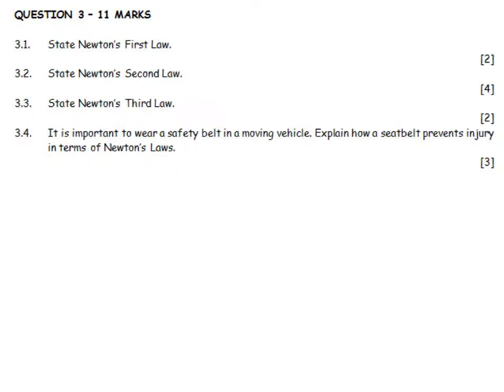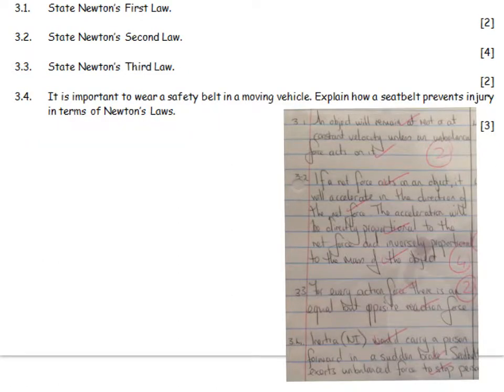State Newton's first law, state Newton's second law, and state Newton's third law are pure bookwork. So I'm simply going to give them. Newton's first law: an object will remain at rest or at a constant velocity unless an unbalanced force acts on it. Newton's second law: if a net force acts on an object, it will accelerate, a lot of you left out this bit, in the direction of the net force. The acceleration will be directly proportional to the net force and inversely proportional to the mass of the object.